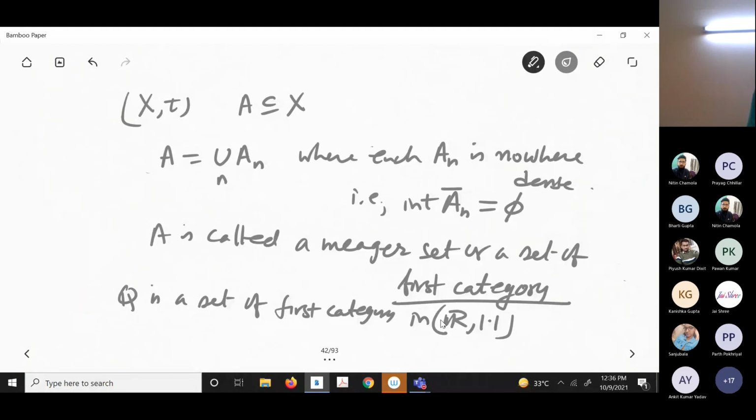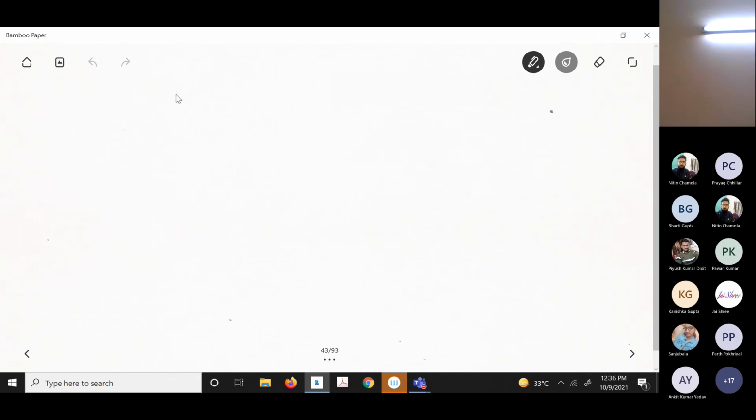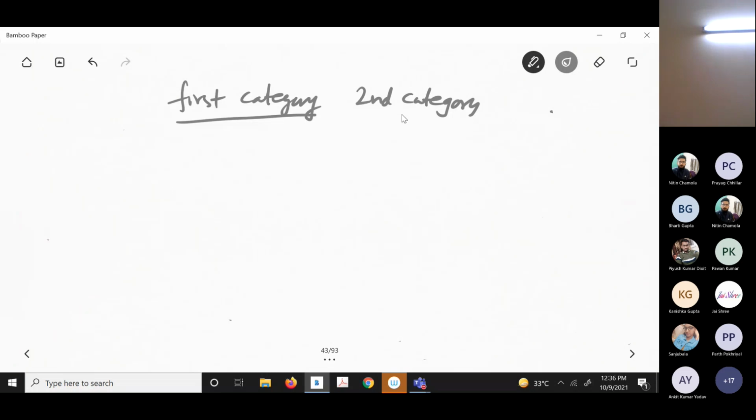Second category: if it is not first category, then it is called second category. This is a very simple thing. But I put a star mark. If A is not a meager set, that is not a set of first category, then it's called a non-meager set, or a set of second category. The point is that first category and second category are very important. Why is it important? Reason is, later on, on Monday, we will do the Baire category theorem. From here comes the Baire category theorem.